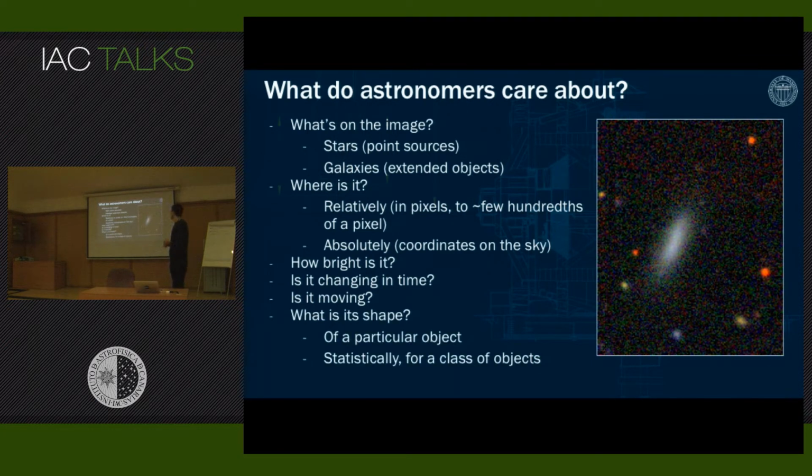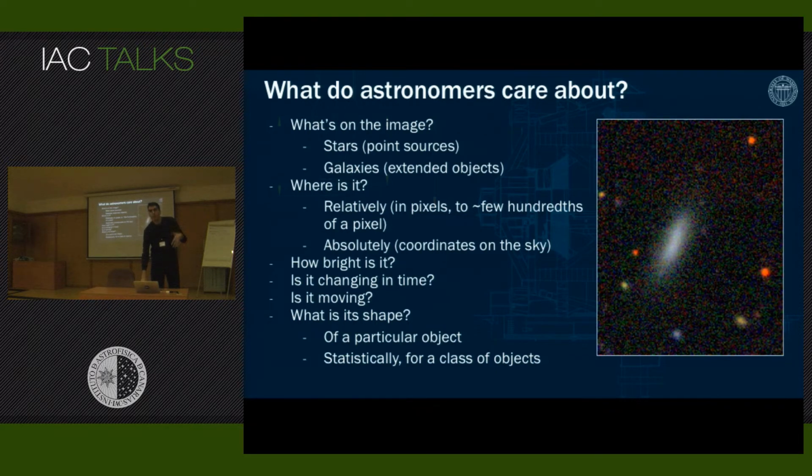And what is its shape? This question can be posed in two different ways. One is, what is the shape of a particular object? Say if you're looking at an interacting galaxy, you want to understand something about merger processes. Or statistically, for a class of objects, if you want to understand the nature of dark energy, for example, you don't care about the measurement of shape of any particular object, but what you do care about is, for a whole group of objects in a certain area of the sky, are they all systematically sheared in a certain direction relative to others? And those are two different measurements.